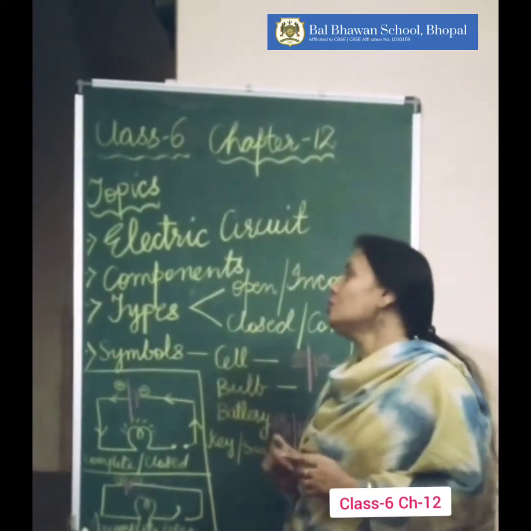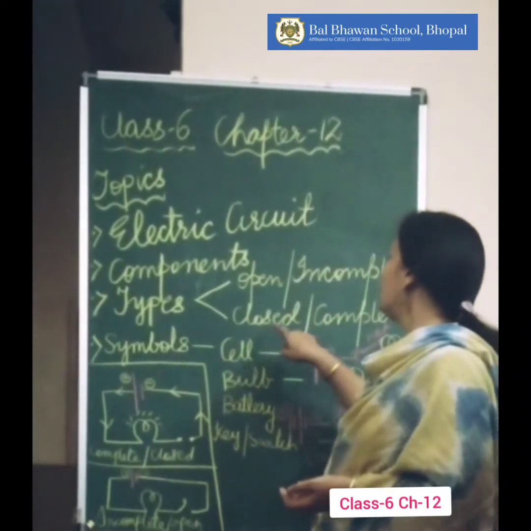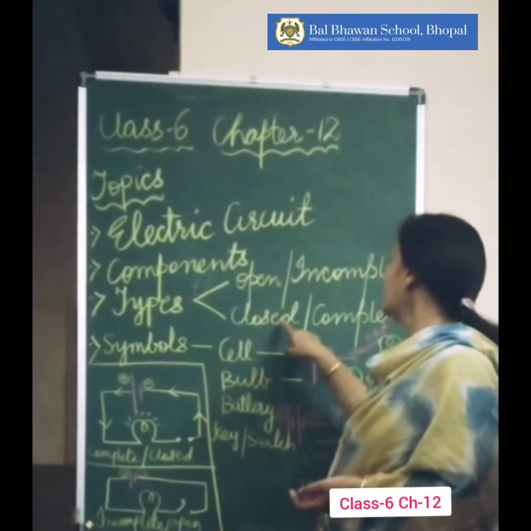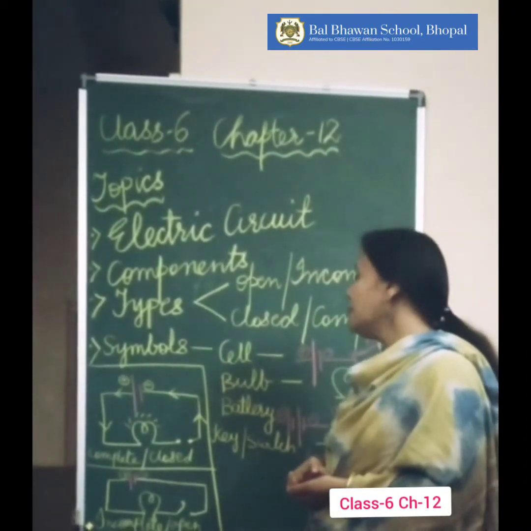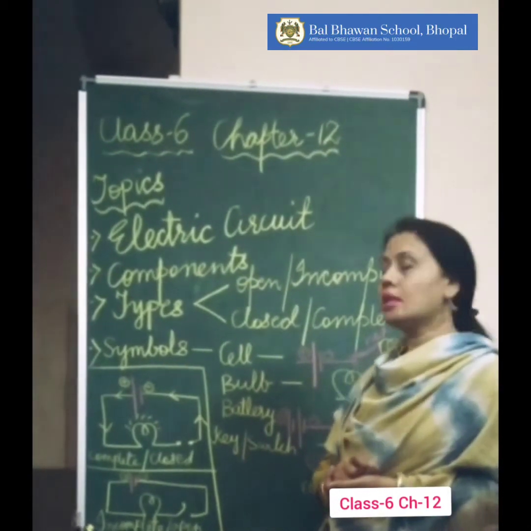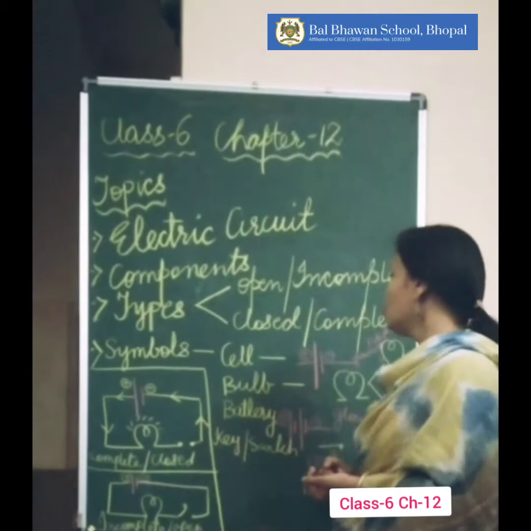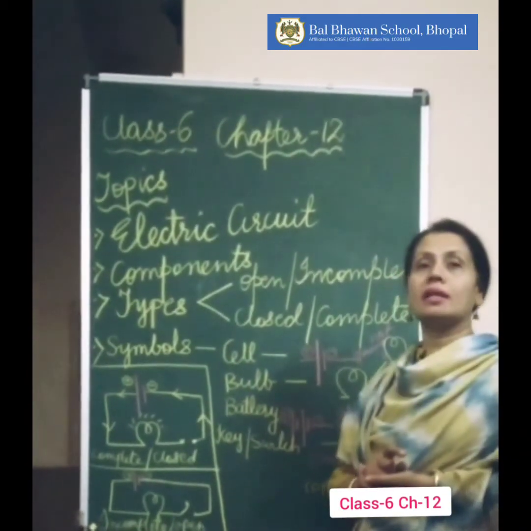Now children, coming to the types of circuit. Basically there are two types of circuit: open circuit or the incomplete circuit, and closed circuit or the complete circuit. Now before we discuss open and closed circuits, let us discuss what symbols we use when we have to draw a circuit diagram.